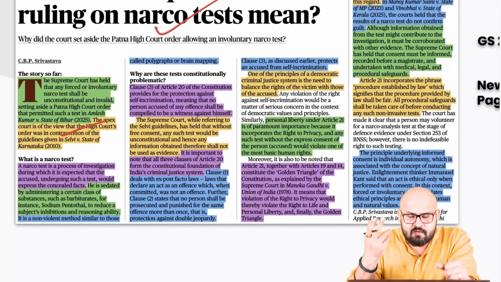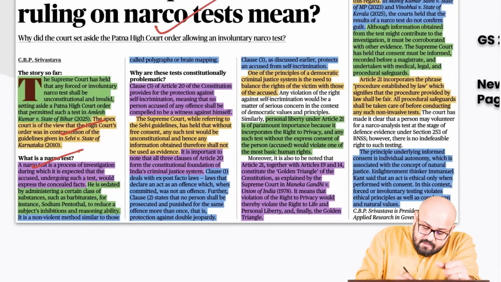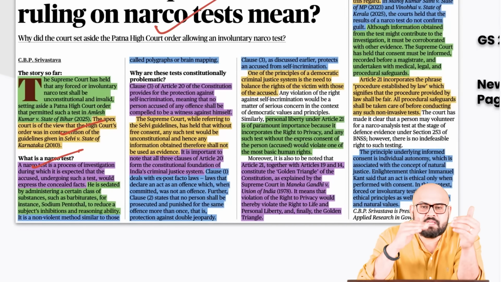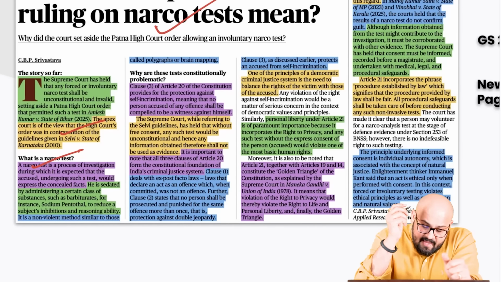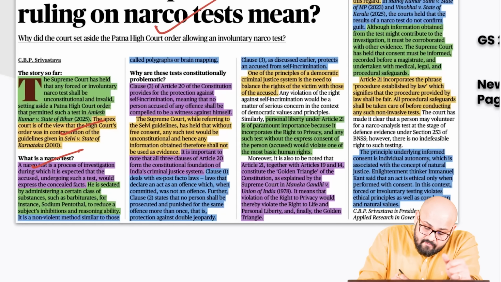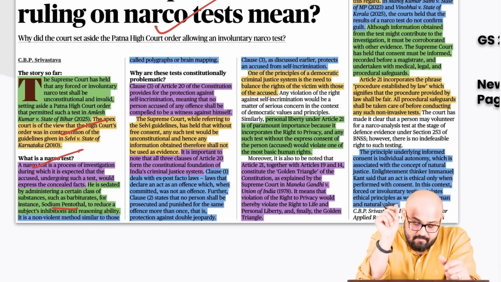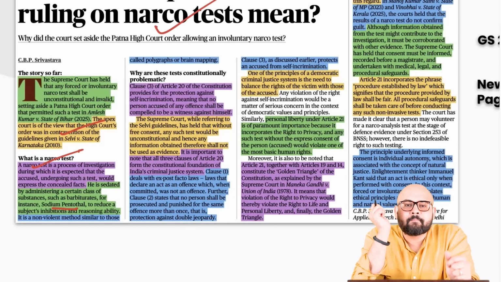First of all, what is a narco test? A narco test is a process of investigation during which it is expected that the accused undergoing the test would express some facts which he or she in active state would not express, right? He is sedated by administering certain classes of substances such as barbiturates, for instance, sodium pentothal, right? So this is a chemical which sedates people to reduce subjects' inhibitions and reasoning ability.